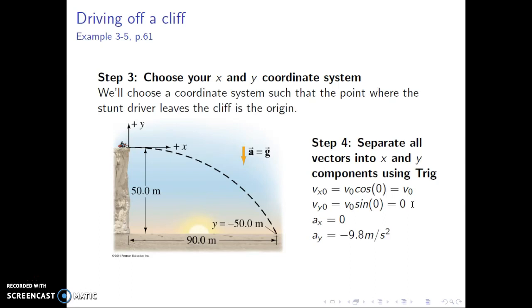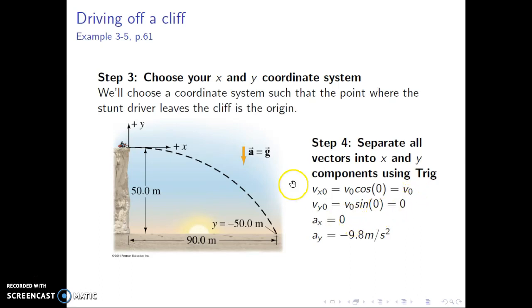Now, an easier way to think of this than using trigonometry is he's moving horizontally. The velocity is all in the x direction. None of it goes in y. So v naught x would be v naught, and v naught y would be 0.